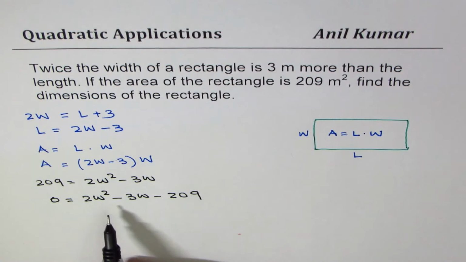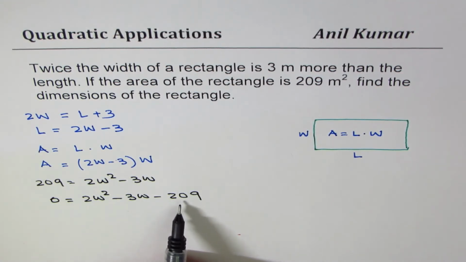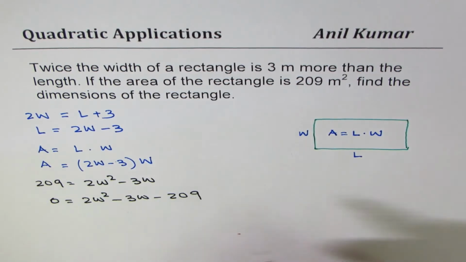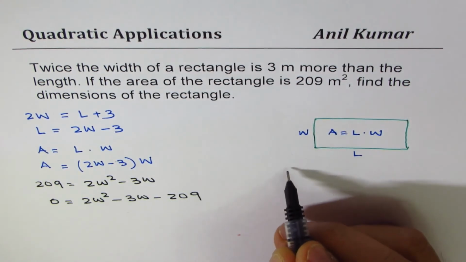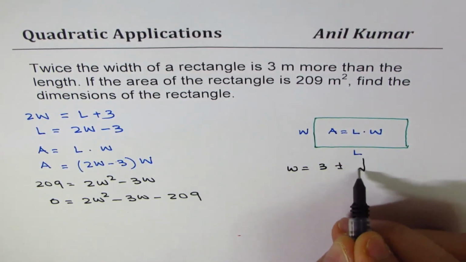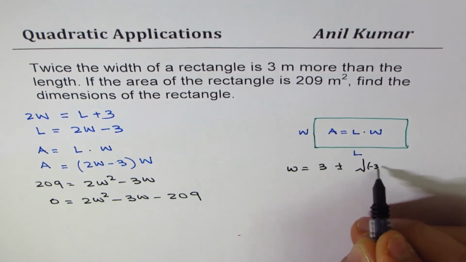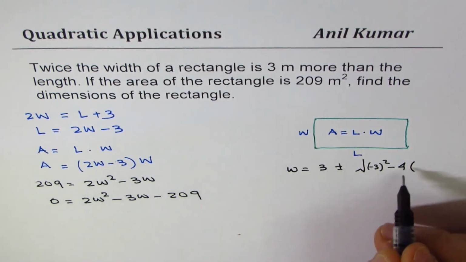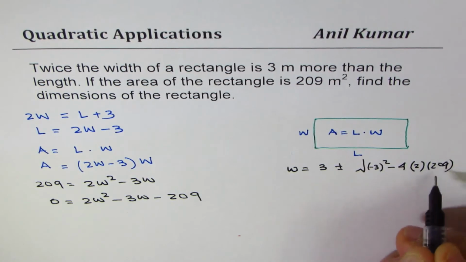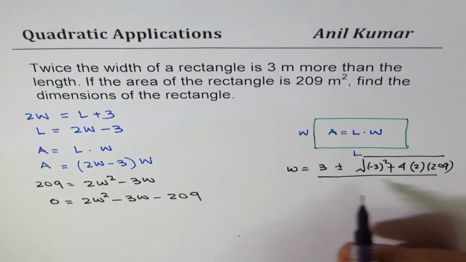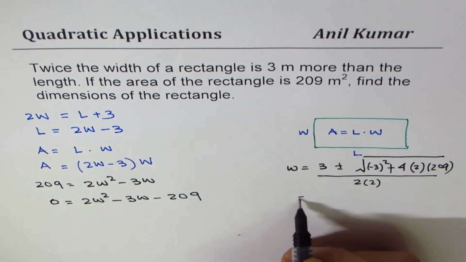So at this stage, you could actually factor and solve the question, or you could use the quadratic formula. So either way, you could actually solve this question, right? So that's your wish. The quadratic formula is width equals minus of this, which is minus 3, so plus 3, plus minus square root of b squared, which is 3 squared, minus 4ac. So 4 times a is 2 times 209. Since this is negative, this becomes positive. Is it okay? So I made this positive instead of writing negative there, divided by 2 times 2, correct? So that gives you the width.